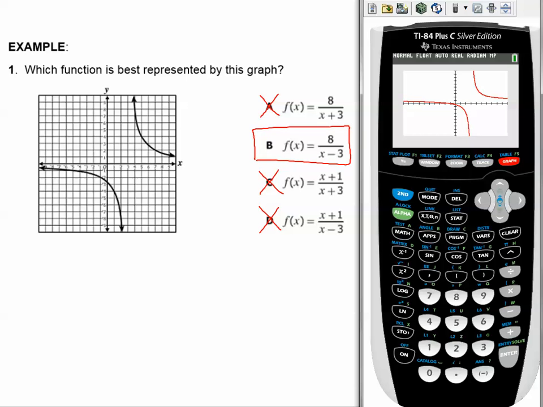I'll go back and double check. I will clear out y2, and I will go and turn on the equal sign for y1, and lastly, double check. That is correct. That is the answer. So in this packet, you're using your y equals graphing and matching the graphs.